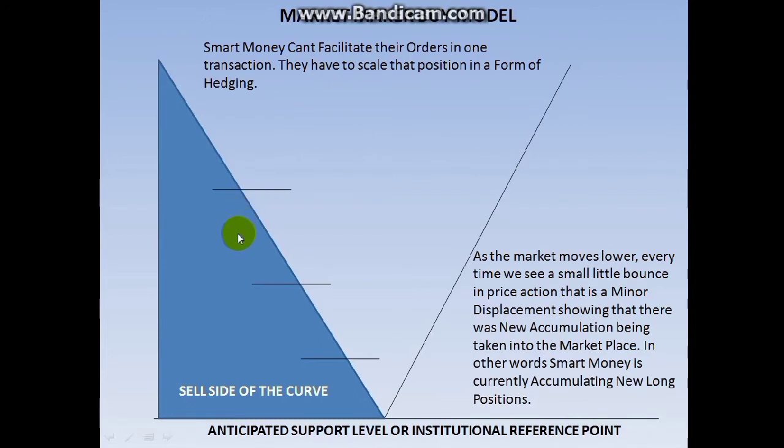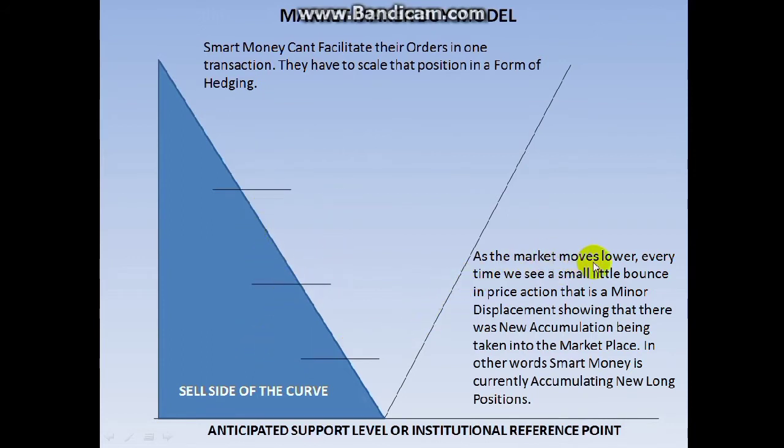Okay, bearish market. Whenever we have a short-term rally upwards, that is smart money accumulating long positions. Okay, so as price declines, there are going to be some short-term rallies upwards, creating short-term highs. Okay, so that is smart money accumulating positions.